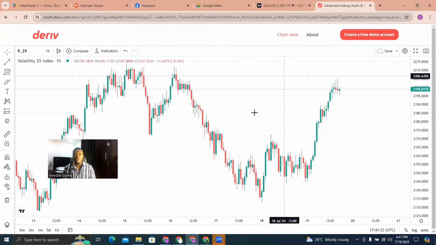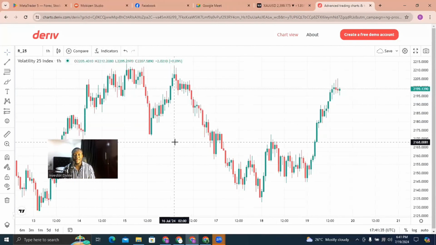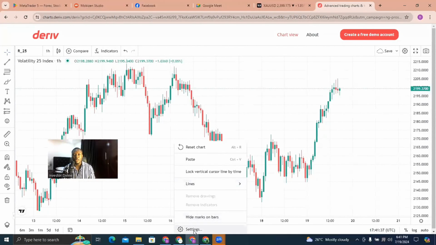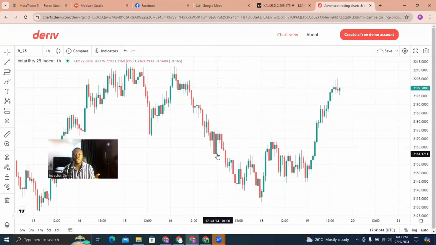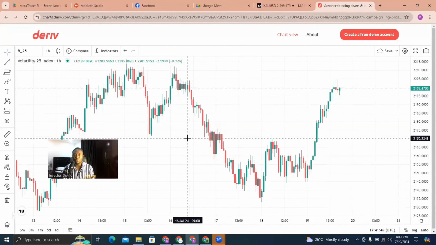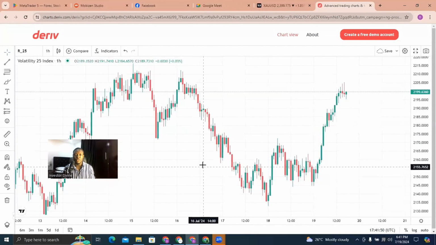Okay, for those asking how I came to this point, I right clicked on my screen and went to settings, and that's it, chart settings. If you're using your smartphone to do this, you can just find chart settings. You can easily locate it from there.